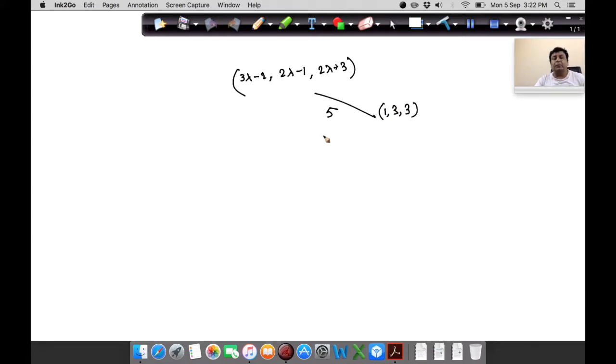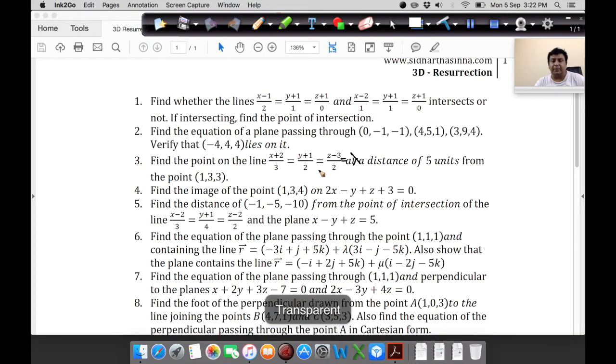So use the distance formula, and you know the distance formula is square root of (x2 minus x1) whole square plus (y2 minus y1) whole square plus (z2 minus z1) whole square, equal to 5. Square both sides, put these values in x1, y1, z1, x2, y2, z2, get the value of lambda, and that lambda you substitute back here and you'll get the point on the line. Alright.